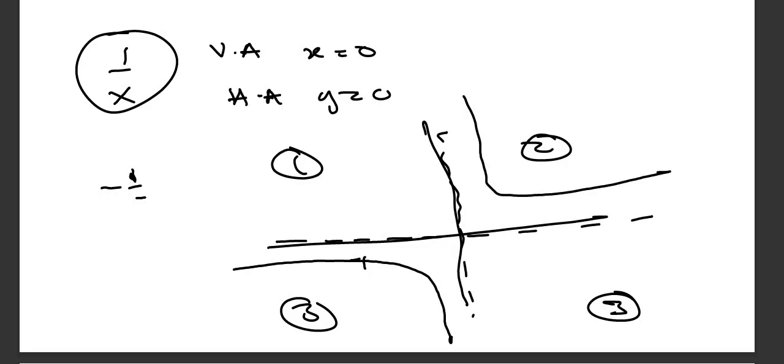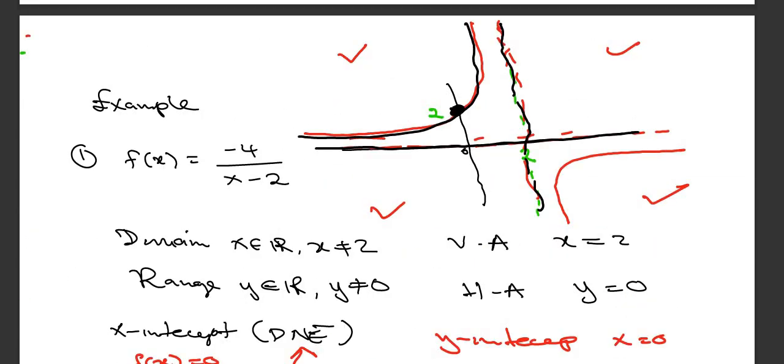So, the y-intercept is determining which region we're going to sketch.